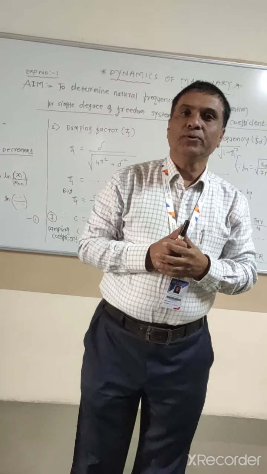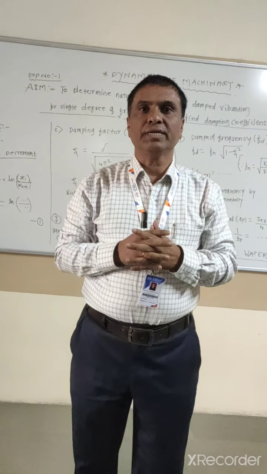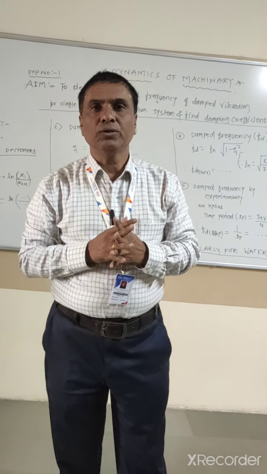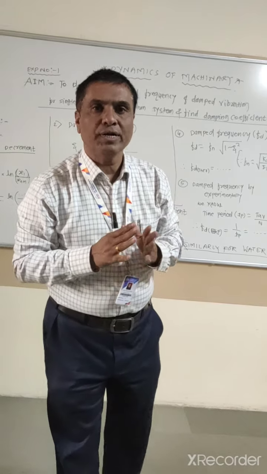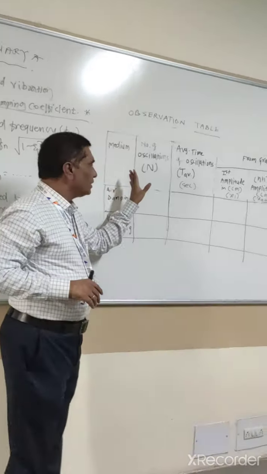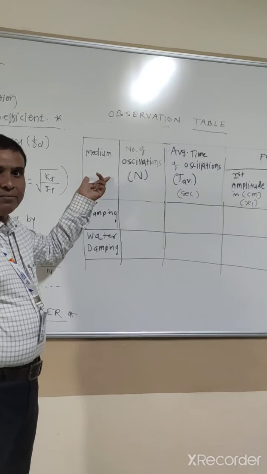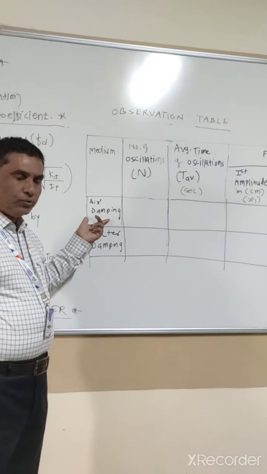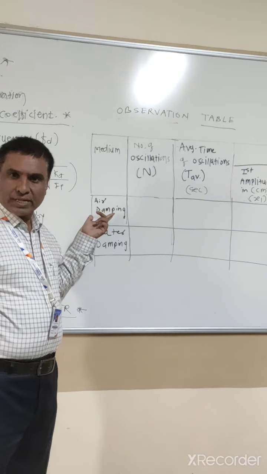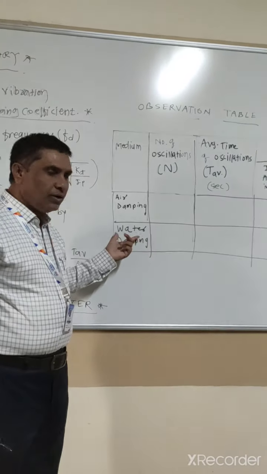So we have seen the experimental work and the theory part. Now we will do the calculation, how it is to be calculated. First of all, this is our observation table. In this table, the first column is the medium. We have used two media, as already seen in the experimental work, that is the air and the water.